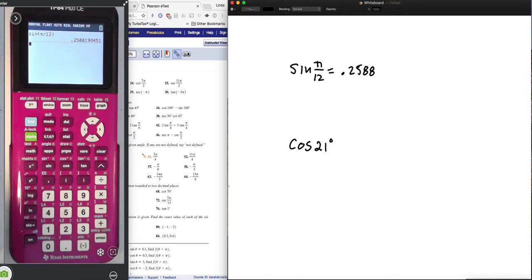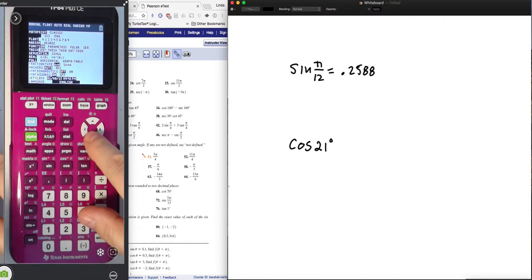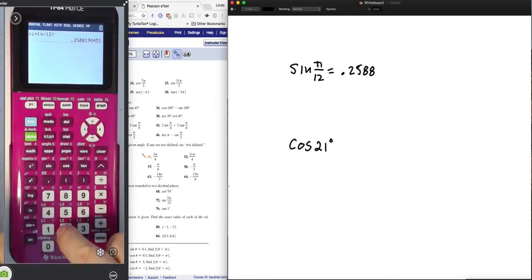Now, if I want to go on and evaluate cosine of 21 degrees, I have to change the mode on the calculator. So I go into mode, and I tab down so radian is blinking, move over to degrees, and hit enter. And then come out. And then I can do cosine of 21, just like that. Hit enter. What I get there is 0.9336 rounded off.